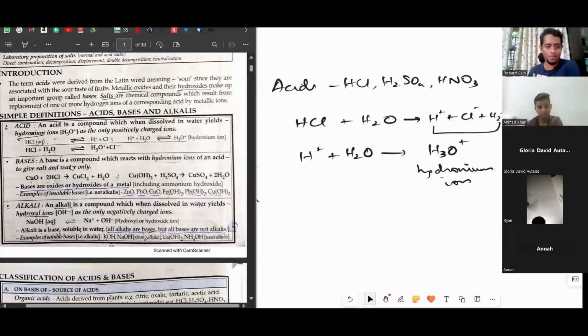Now, what's a base? A base is a compound which reacts with hydronium ions of an acid to give salt and water. Okay. So they're explaining the definition of a base by using an acid. They're saying that if you take a base and react it with this hydronium ion, you will get salt and water. So they're describing the neutralization reaction. What's the neutralization reaction? We've learned neutralization reactions. Anyone remembers what that is? Neutralization, neutral, tell.